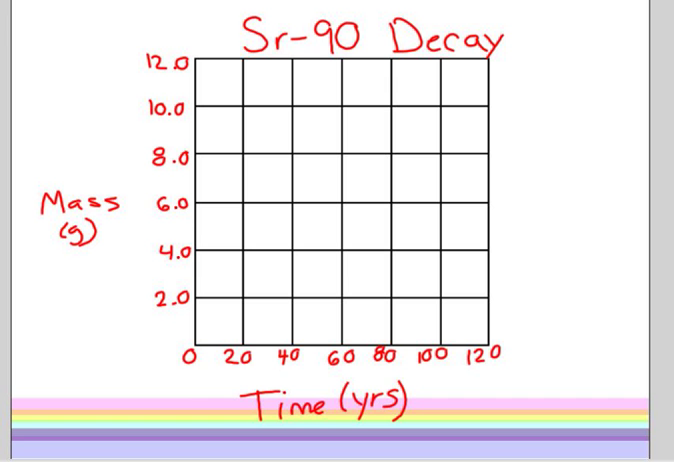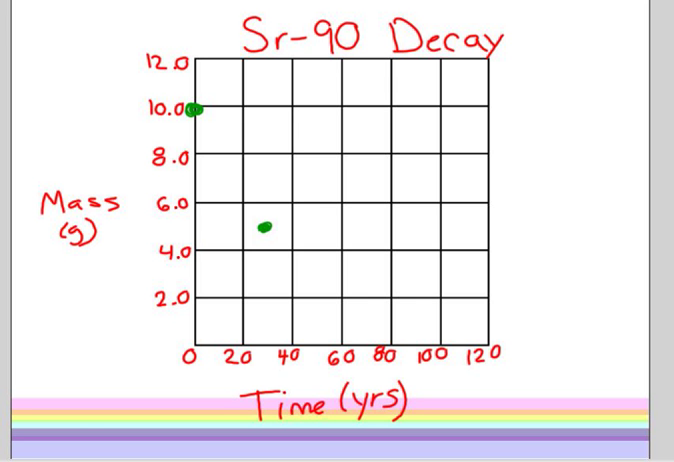So if you look back on your chart, at half-life 0, we had exactly 10 grams. So we're going to put a dot right here, 0, 10 grams. Then you look and say, okay, after one half-life, it's about 28.8 years, about 30 years, we have 5 grams left. So you go up to about 30 years, and you make a dot right there. And you just keep going.